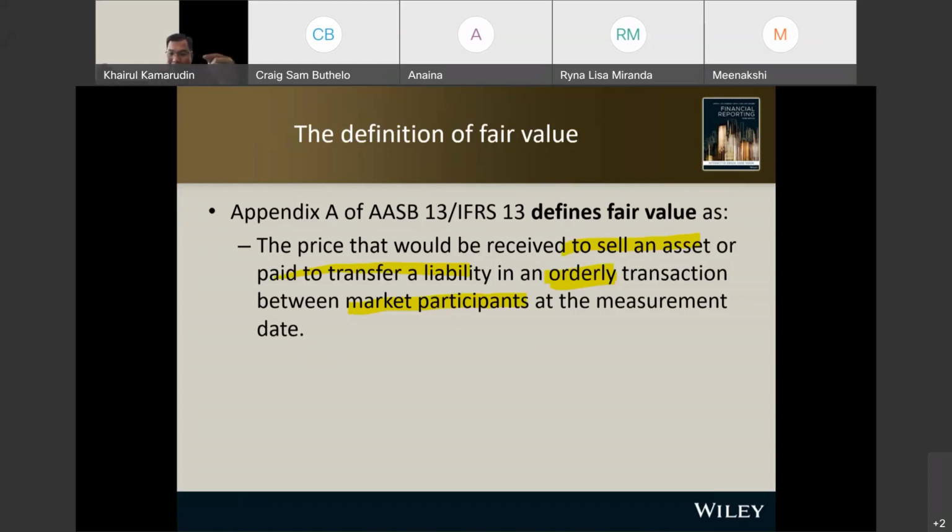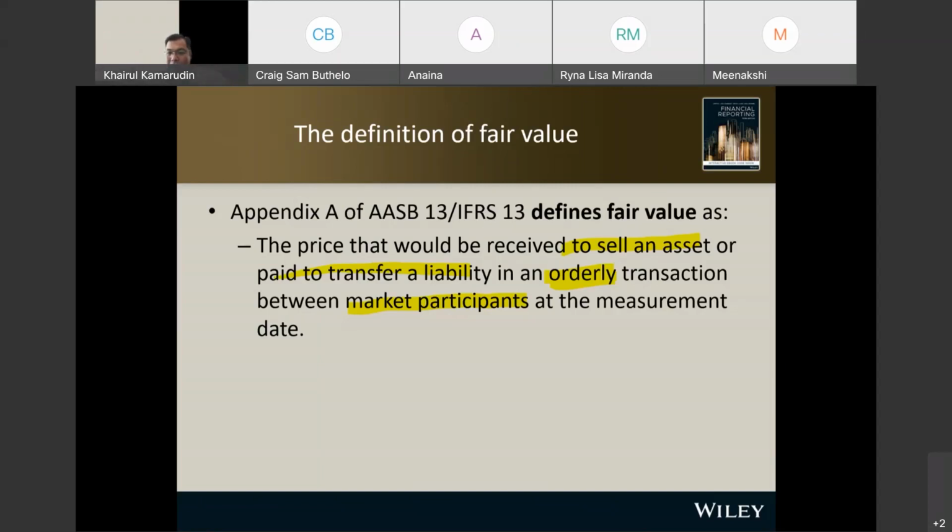In orderly transactions, you're selling the car to a third party, not to your brother, not to your mom, but between market participants, to a third party at a certain measurement date. So that is what we call the fair value: the price that you're going to receive if you sell the car to the market participant at the measurement date.